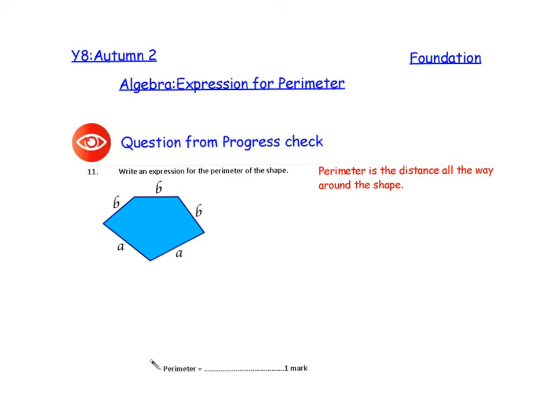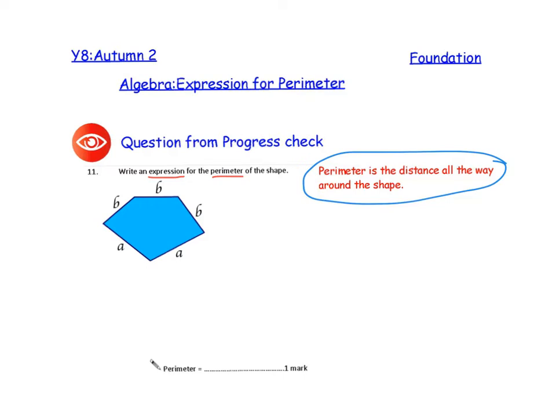Right, two key words, perimeter. Now, to remind us what perimeter is, I've written something down here. Perimeter is the distance all the way around the shape. So we need to add up all of the sides. The other main key word there is expression. That's a collection of letters and numbers using a bit of algebra. Right, let's get on with answering the question then.